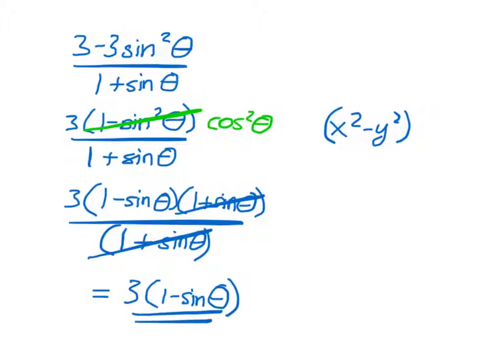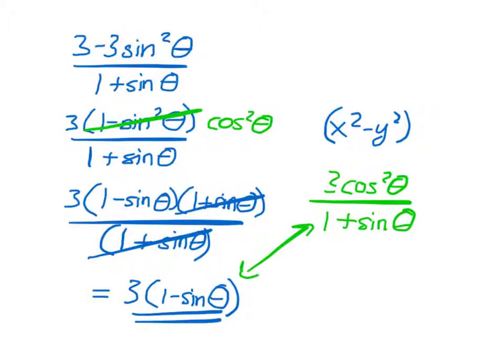And this is a more simplified version than 3 times cosine squared theta over 1 plus sine theta. They're equal expressions, but the first one looks a little bit more simplified. So sometimes you have a choice, and if you're not getting the right answer, take a look back and see if there's a different way that you could simplify or factorize your expression.